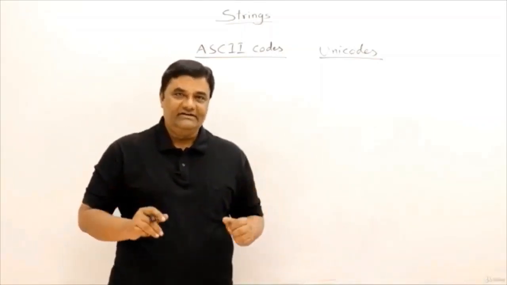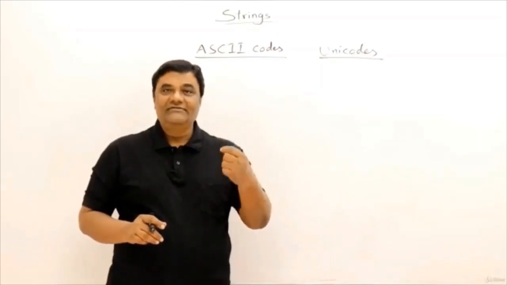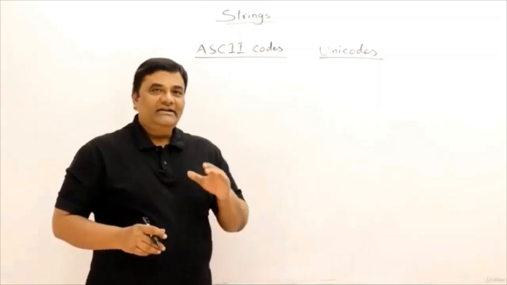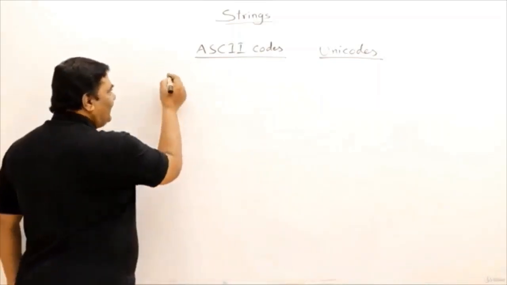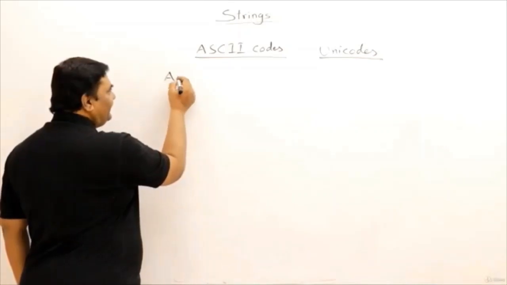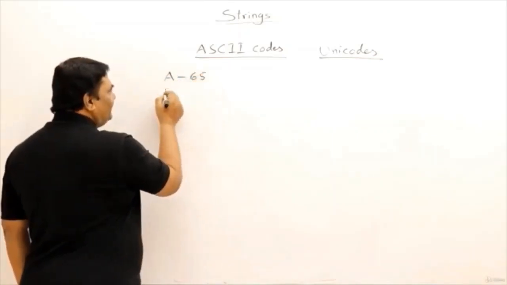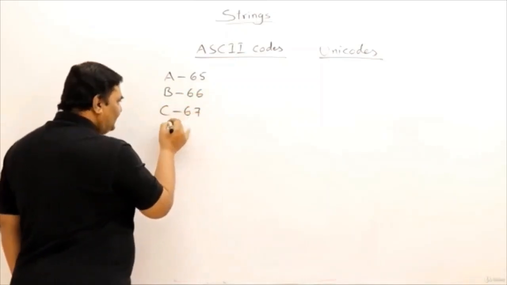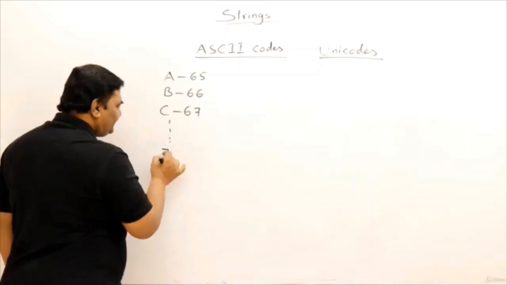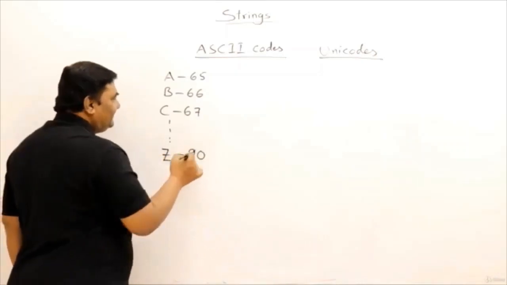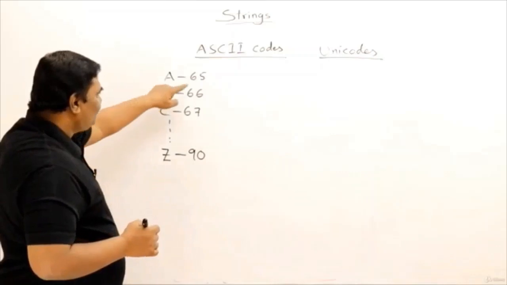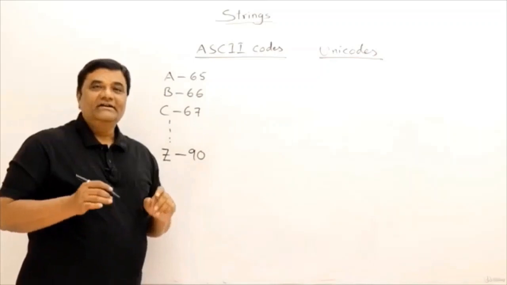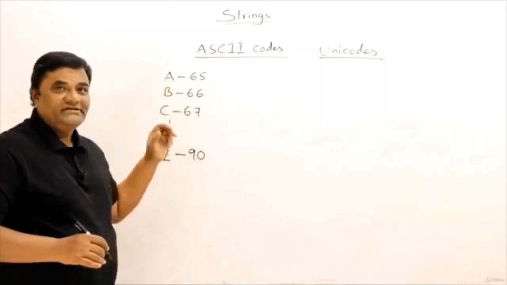Now how are the codes defined? See, for every symbol, for every letter or character, there is a code available. So let us look at English alphabets. For capital A, uppercase A, the ASCII code is 65. Then for capital B, it is 66. Then 67 and so on, up to capital Z, and for capital Z it is 90. So these are uppercase letters and the codes start from 65 up to 90. There are a total of 26 alphabets in the English language. So these are 26 codes.